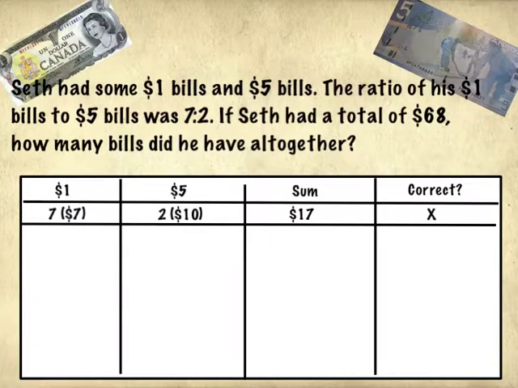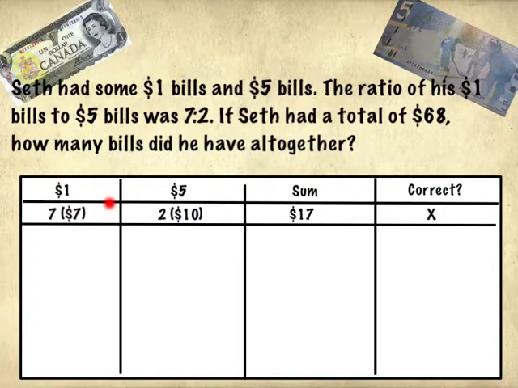So here's one for you to try. These are Canadian $1 bills. You probably have not seen those very often, but they do exist. And $5 bills. So Seth had some $1 bills and $5 bills. The ratio of his $1 bills to $5 bills was 7 to 2. If Seth had a total of $68, how many bills did he have altogether?